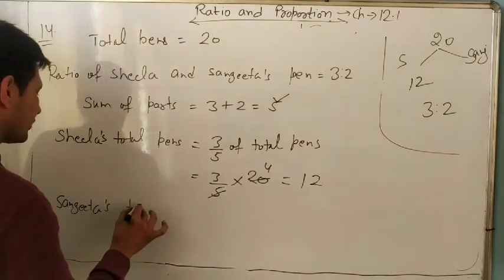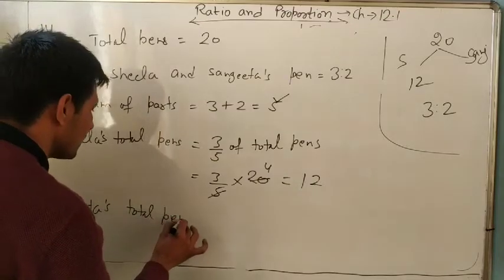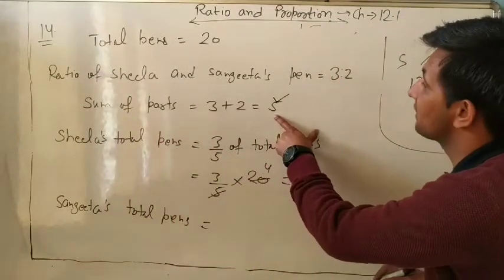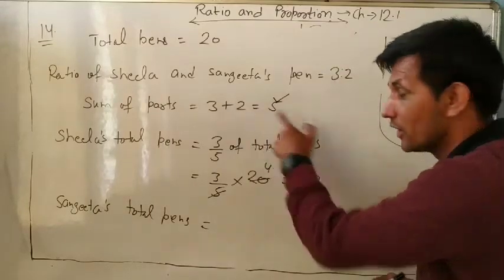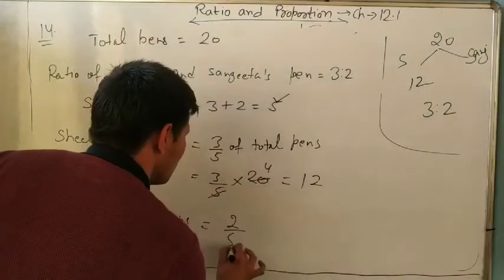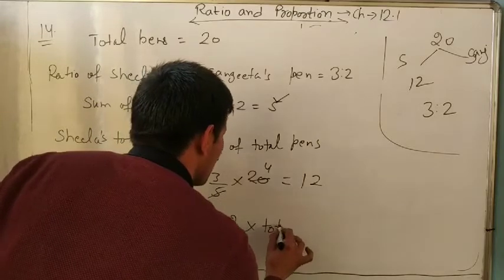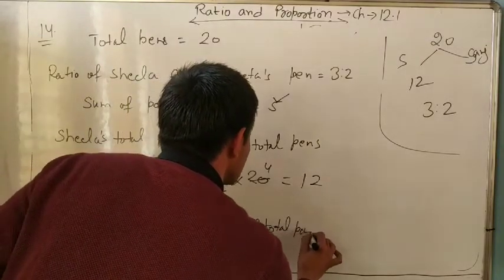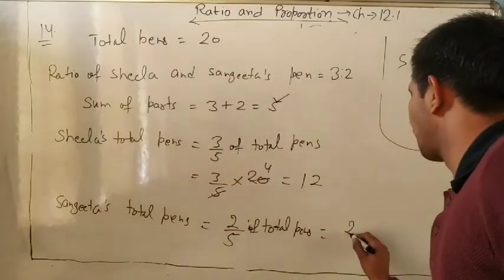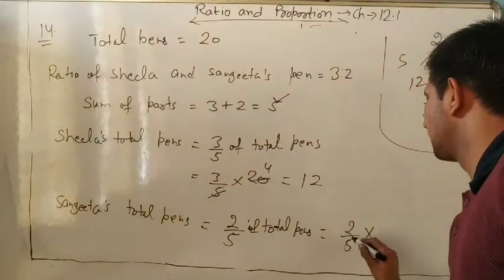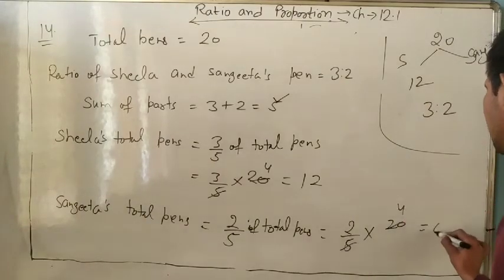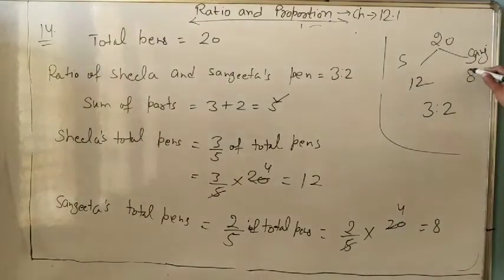Next is Sangeeta's total pens. Everyone knows the total is 5. If the total is 5, then Sangeeta has how much? 2. 2 is out of the total pens. So what is 2 upon 5 of 20? 5 fours are 20, so how much? 8. 2 into 4 is 8.